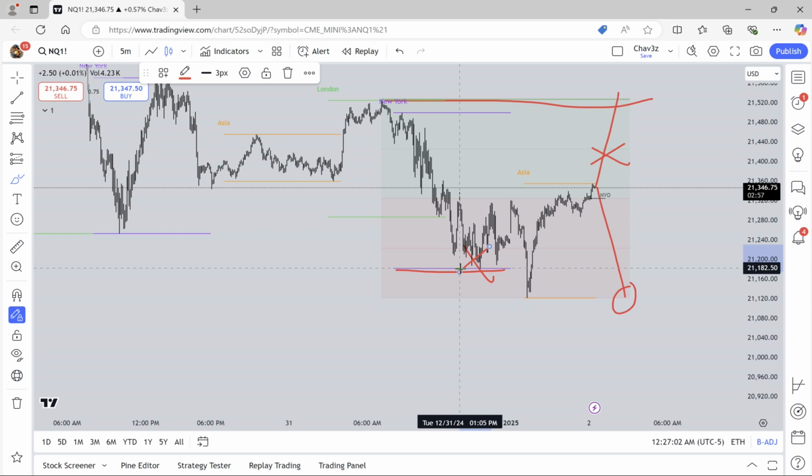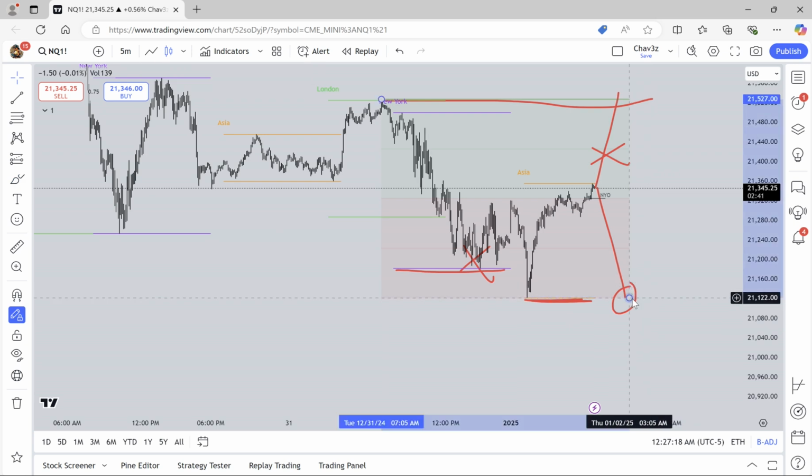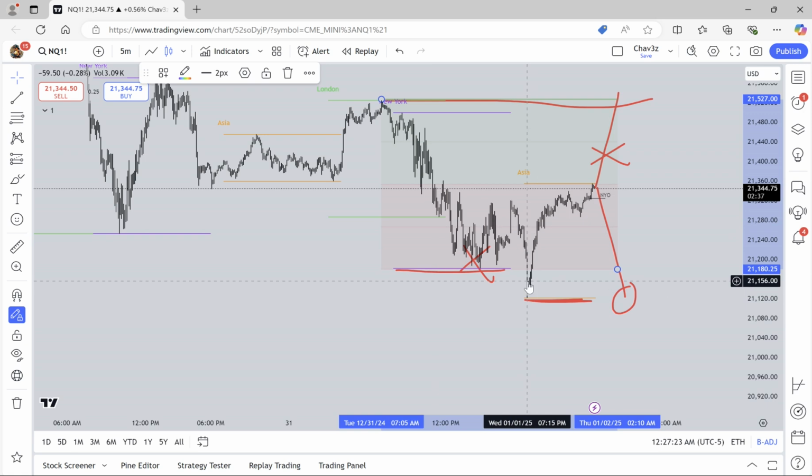Sorry, not low of day, low of previous day, high of previous day. We've already realized the low of previous day. So now our low of day, right? Our low of the day that we're in now is down here, which is Asia low. Our range is still the same from high to low. We've popped out of our range and traded back into it, right?